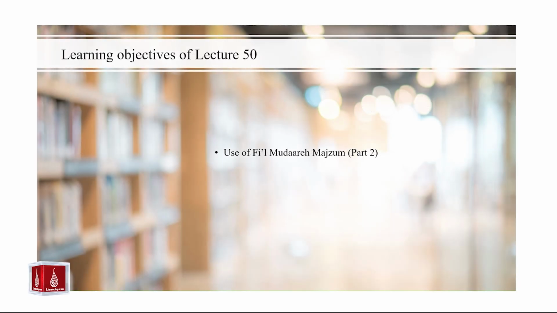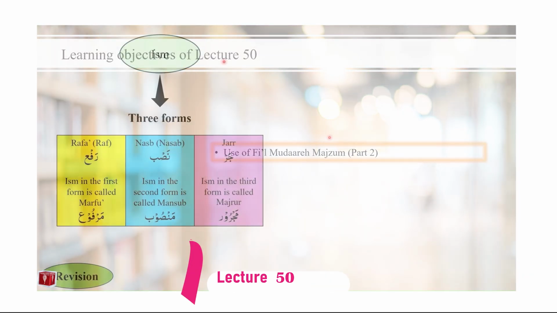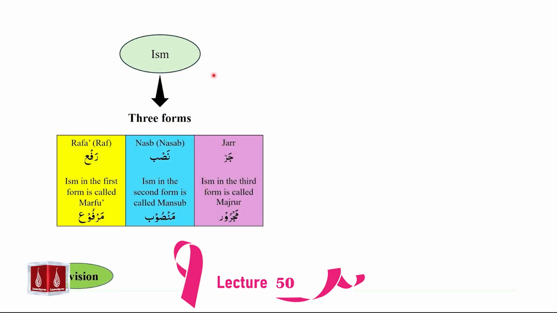In this lecture, we will continue the study of the use of fi'il mudare majzoom. To remind ourselves, ism exists in three forms: rafa, nasab, and jar. Ism in the first form is called marfu, ism in the second form is called mansoob, and ism in the third form is called majroor.